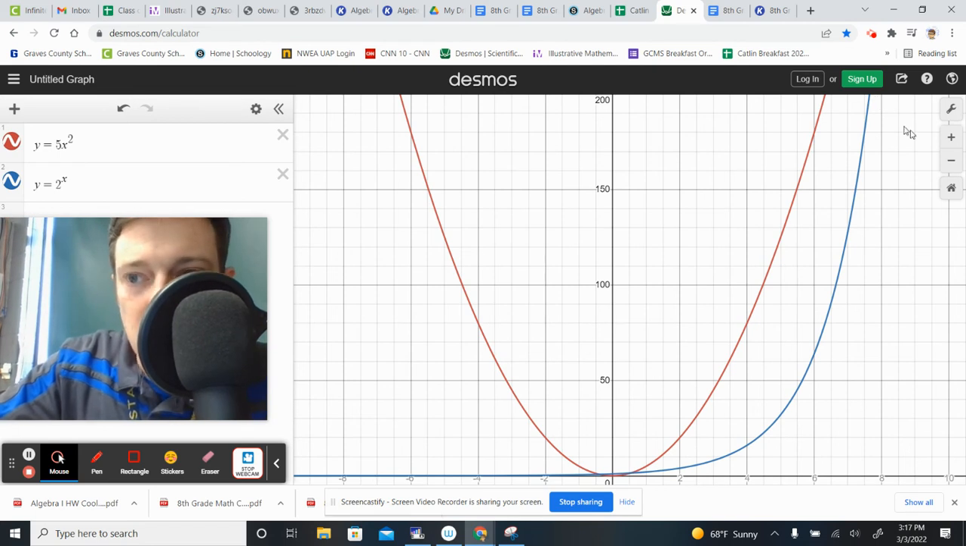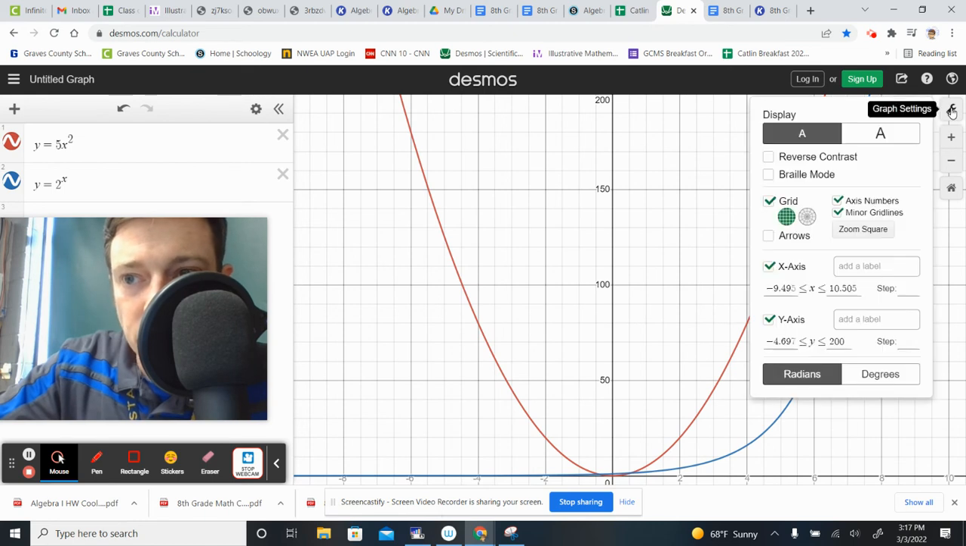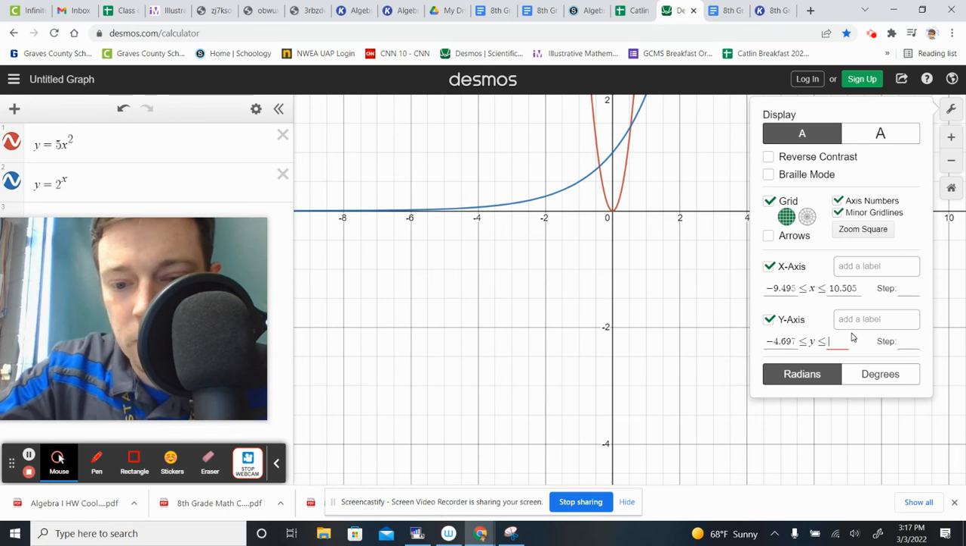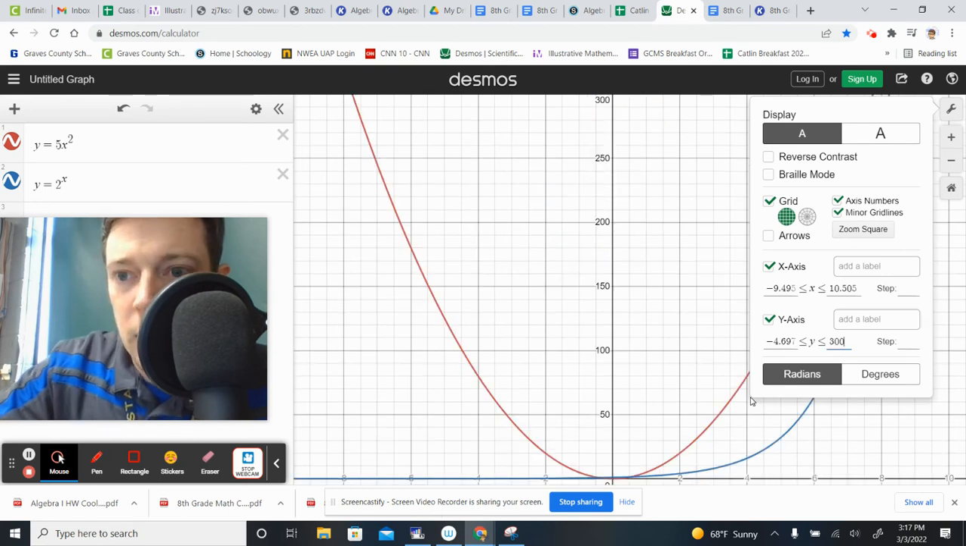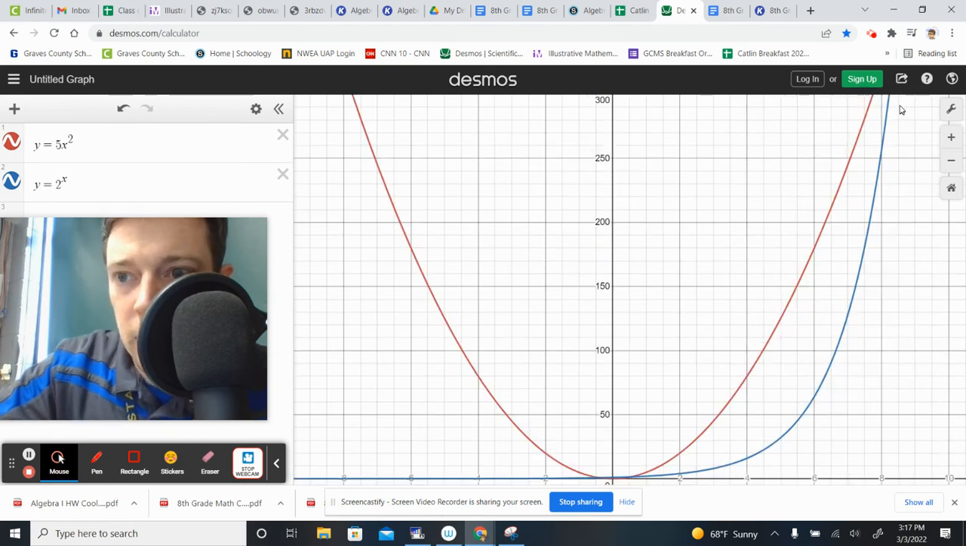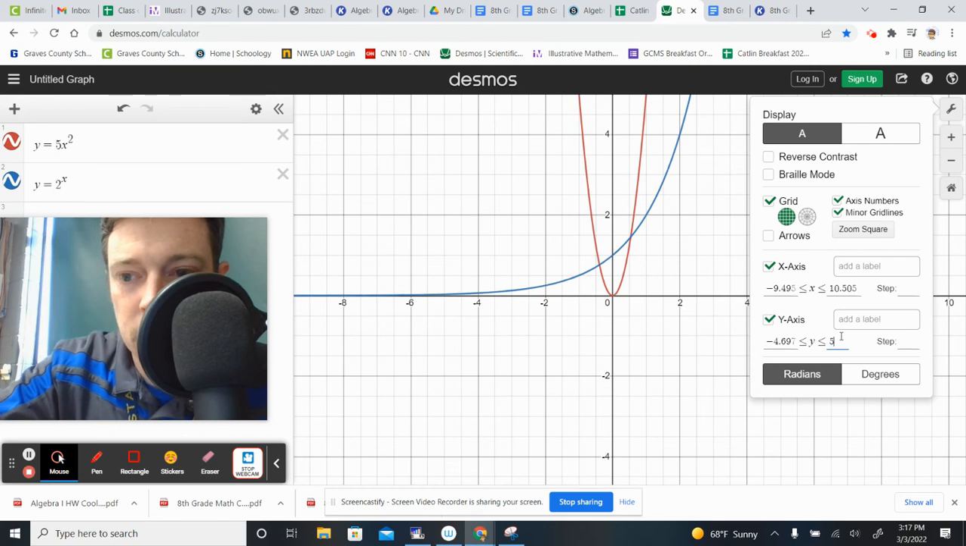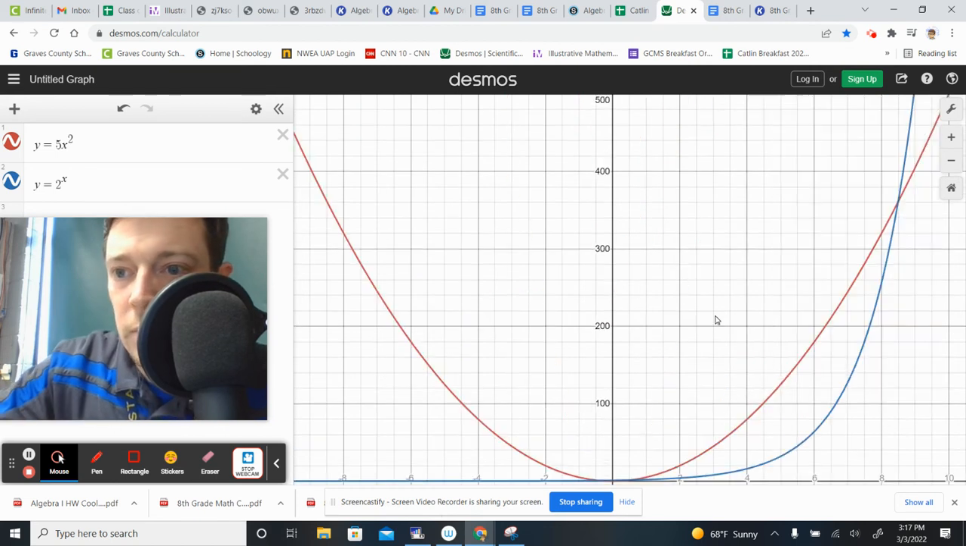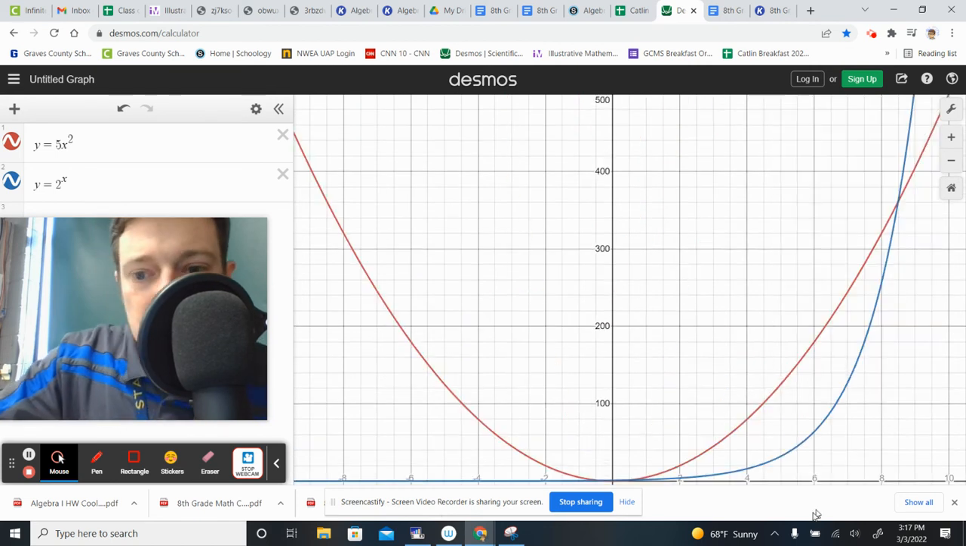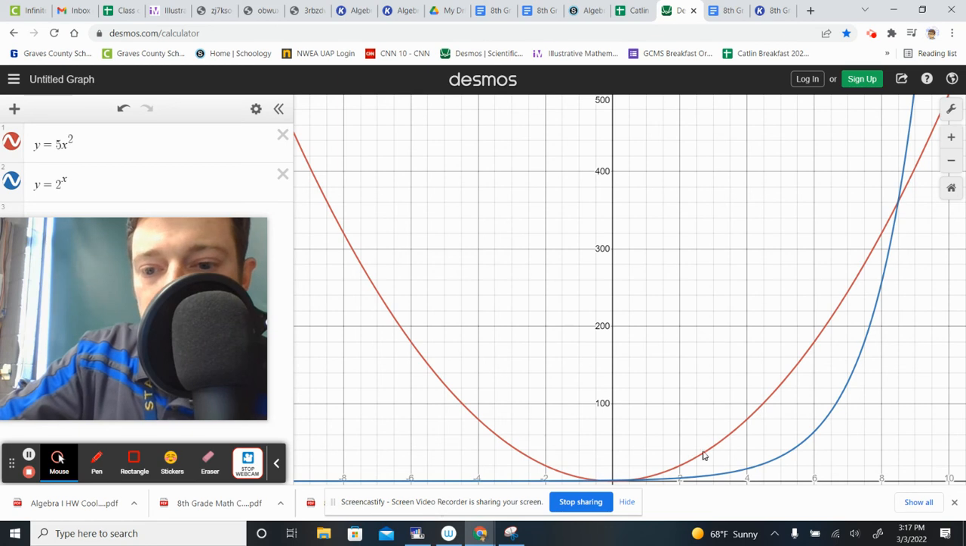So let's broaden this out even further, and let's take it to 300 and see what happens. We're getting even closer. Maybe we need to go to 500 and see what happens. Here we go. So it looks like the quadratic is going to win, right? If you look in the early stages of the function.